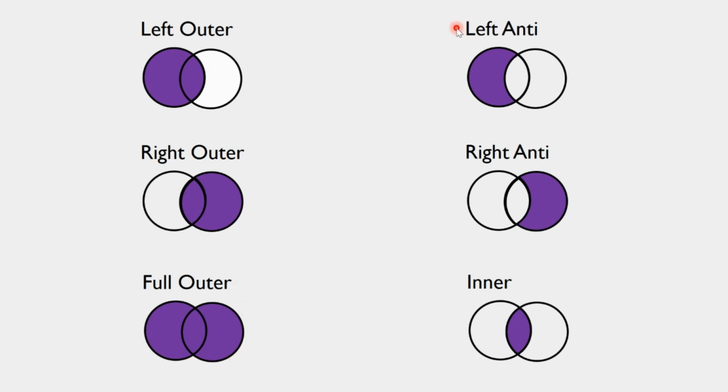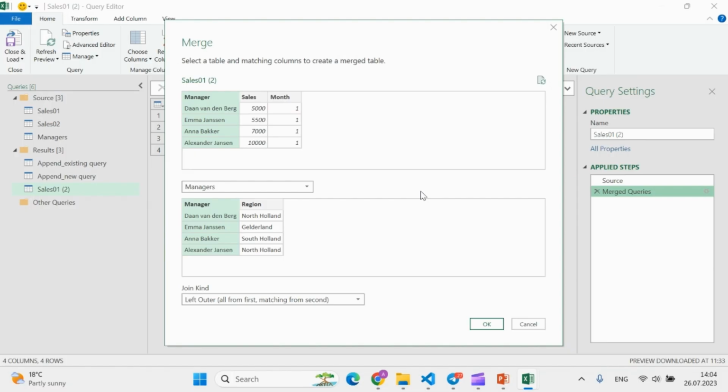Use left anti-join if you want to identify the records in the left table that are not present in the right table. Use right anti-join if you want to identify records in the right table that are not present in the left table. And finally, use inner join if you want to combine data where you have matching records in both tables. So let's return to Power Query view.